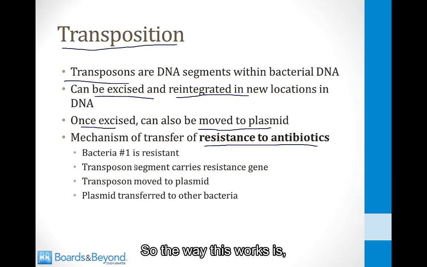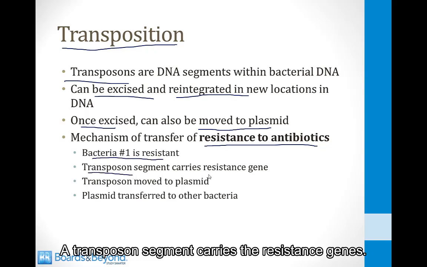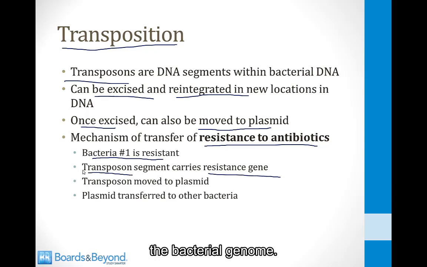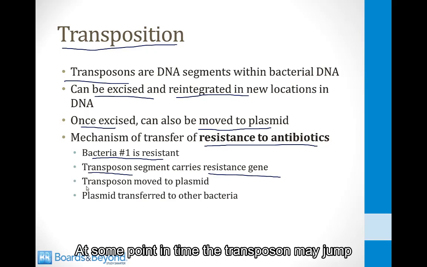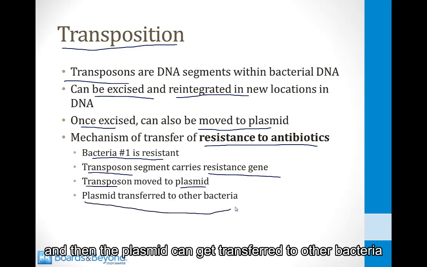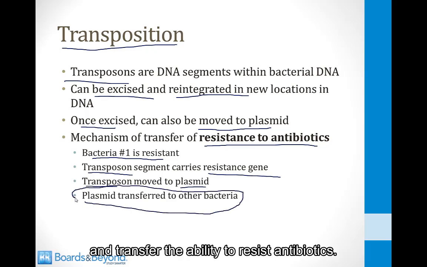So the way this works is bacteria number 1 is resistant. A transposon segment carries the resistance gene, so this segment is capable of jumping around the bacterial genome. At some point in time, that transposon may jump and just stay removed as a plasmid, and then the plasmid can get transferred to other bacteria and transfer the ability to resist antibiotics.